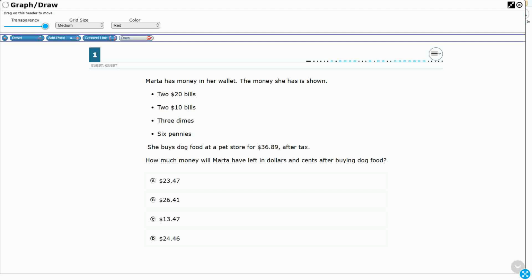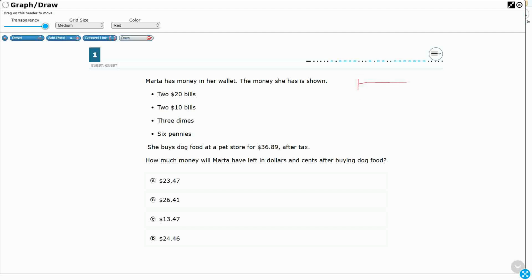So we've got Marta with different bills and coins in her wallet. She buys something, and then how much money does Marta have left? All right, so this is really what we're looking at. We need to figure out what is her total money. Okay, so this is going to be total money. And then we need to add that up because it looks like we've got a classic part whole.